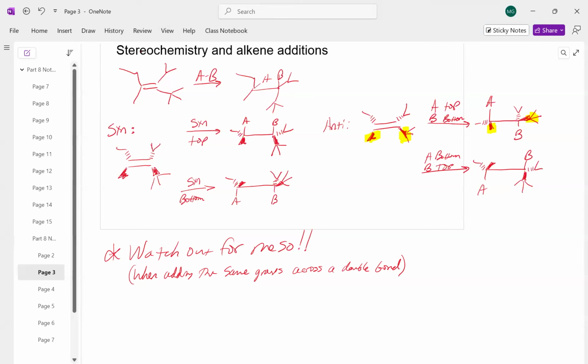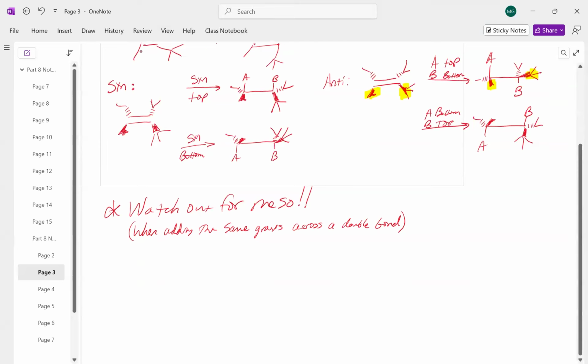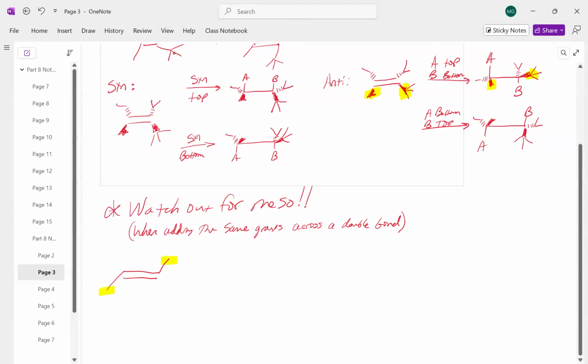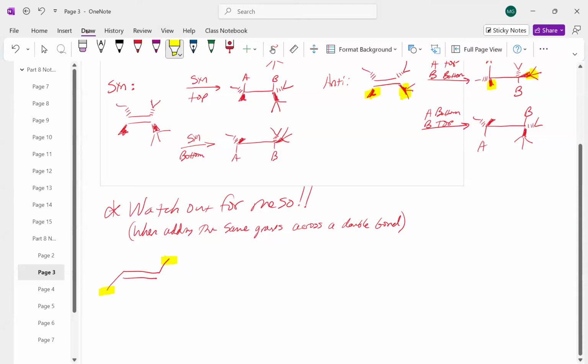So if you're adding different groups to either side of the alkene, then you don't care about meso; meso will not be a possibility. But meso is a possibility when you have an alkene where the same group is on the left and right side of the double bond. So you have a symmetrical alkene. Meso may be a possibility.